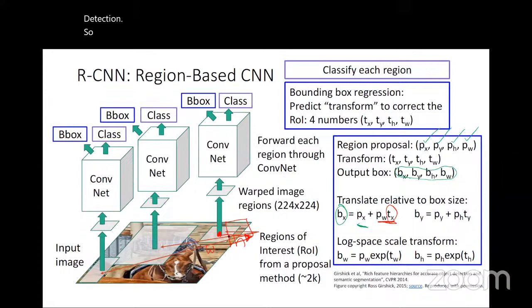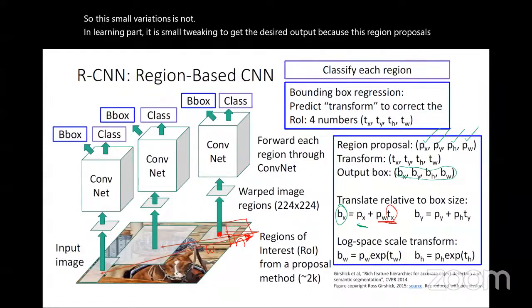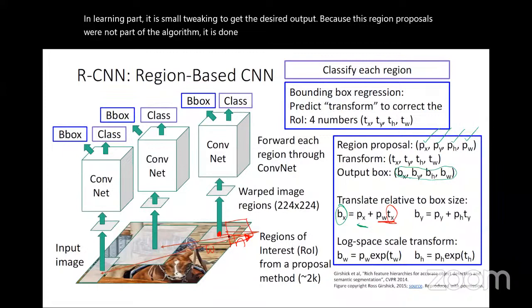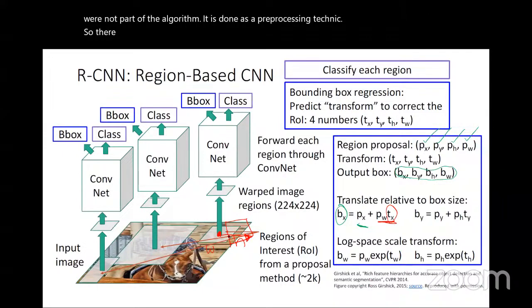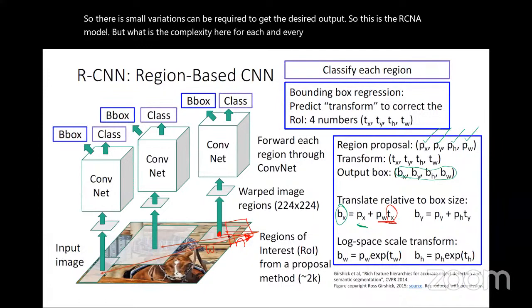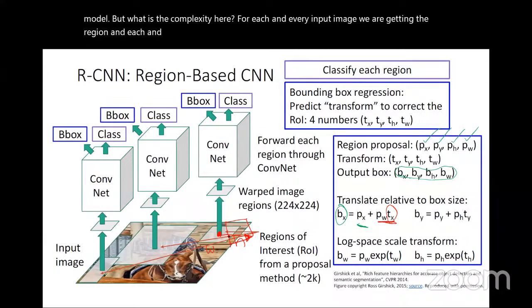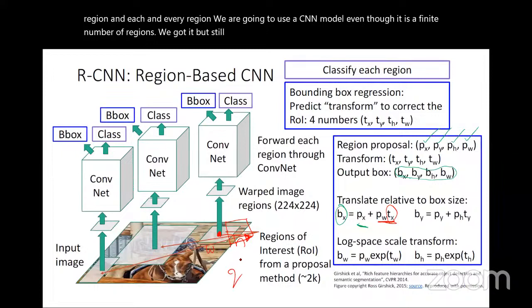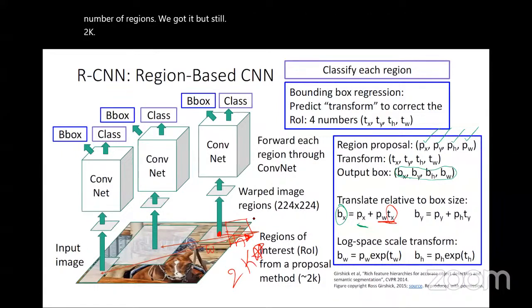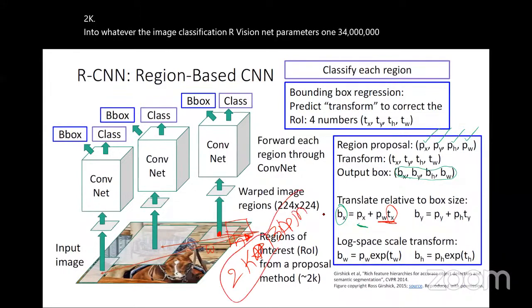So this small variation is not a learning part. It is small tweaking to get the desired output, because these region proposals were not part of the algorithm, they are done as a pre-processing technique. So this is the RCNN model. But what is the complexity here? For each input image we get the regions, and for each region we use a CNN model. Even though it is a finite number of regions, still 2K times the ImageNet classification or VGGNet parameters, 134 million parameters. So this is very complex.